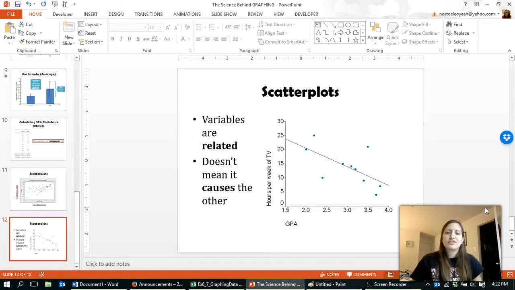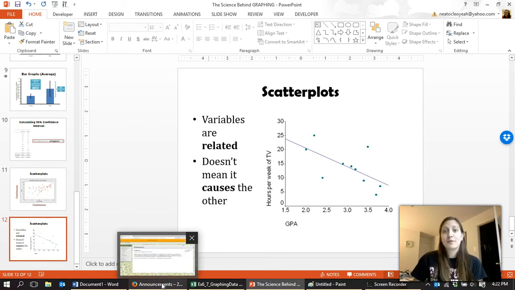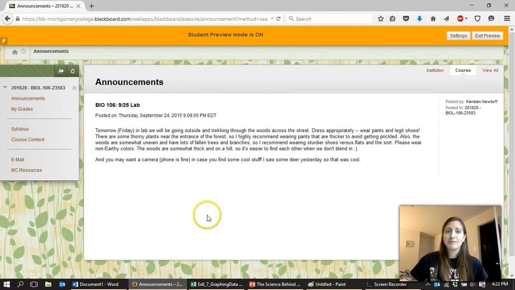So how to make a scatter plot. And you've seen these pictures, kind of self-explanatory, but I'll give you a crash course anyway. So first place I'm going to head to is Blackboard, which obviously you've already been to because you're viewing this video now. So here I am in Blackboard on the announcements page.